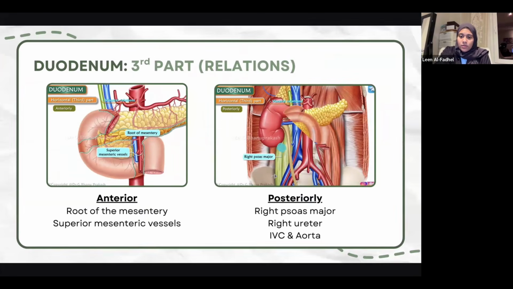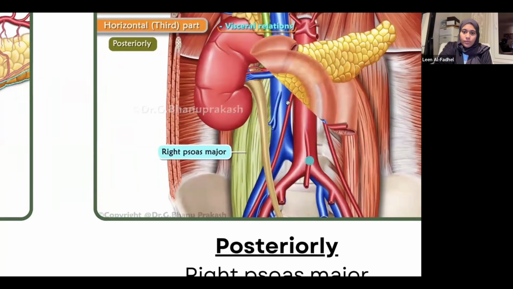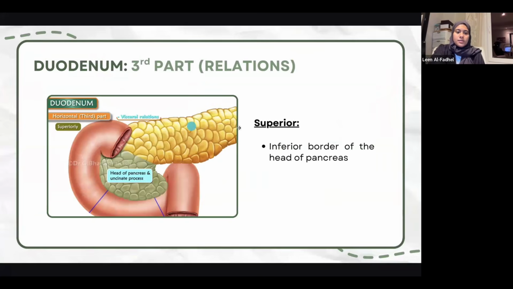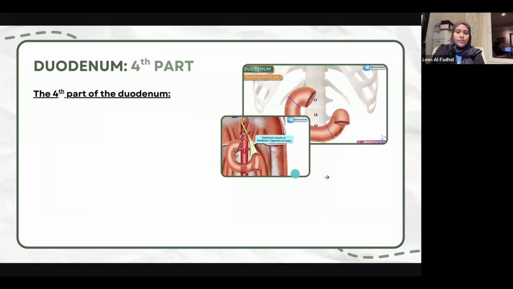Posteriorly, you'll find the right psoas major muscle and the right ureter and the IVC and the aorta. So just everything's to the right: psoas, ureter, IVC, aorta. Superiorly, you'll find the inferior border of the head of the pancreas. So this is the third part, right? So the inferior border of the head of the pancreas runs superior to it.